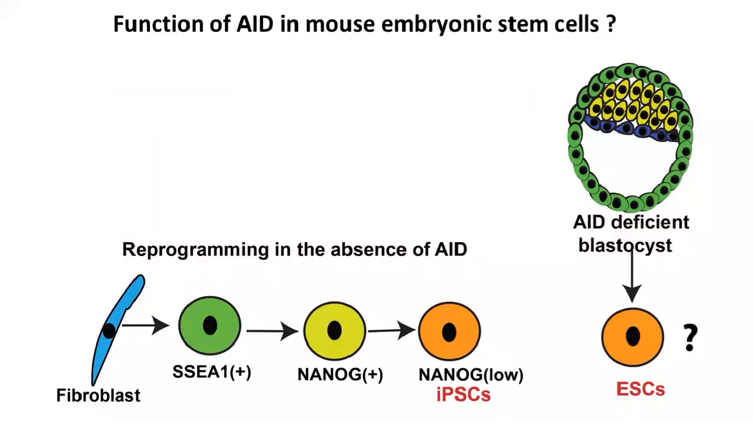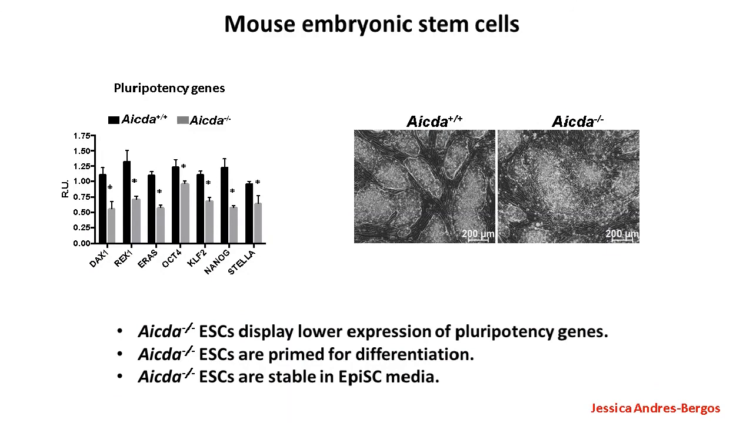So then we focused on the embryonic stem cells. So far, the data that I have shown you is after reprogramming somatic cells into induced pluripotent stem cells. To understand the function of AID in embryonic stem cells, we derived embryonic stem cells from the AID knockout blastocysts and started comparing those cells with the wild type cells, to see if these cells in vitro are also like epiblast stem cells.